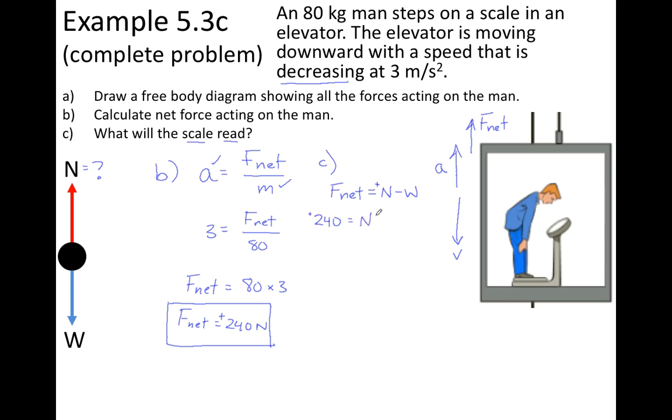We're trying to determine the normal force, so I'm solving for n, and I know the weight is going to be 800. I know the weight is 800 because I can take the mass of the man and multiply it by g, or 80 kilograms times 10 meters per second squared. That's how I know that the weight is 800 newtons. So the normal force is going to be 240 plus 800, which is 1,040 newtons upwards.